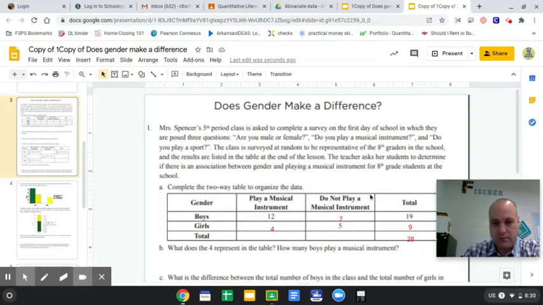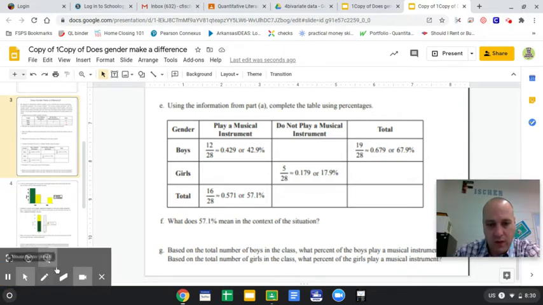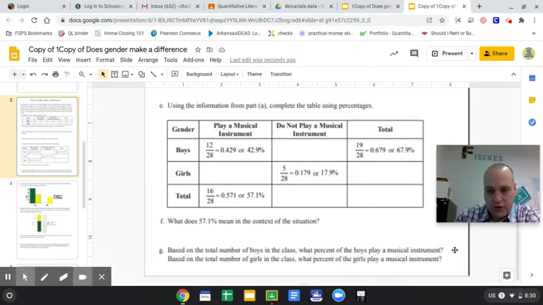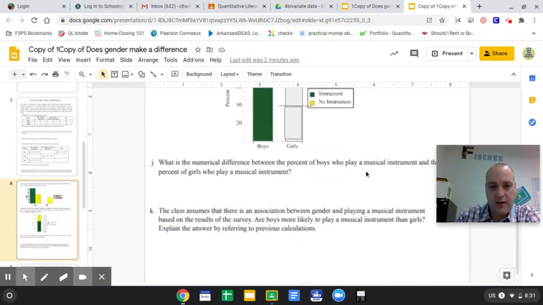All right, so the girls who play a musical instrument. So this number, right? Let's see. Hold on just a second. Let me make sure. All right, so it's this part G right here. So you take this number minus this number, and that is going to be the answer to that.